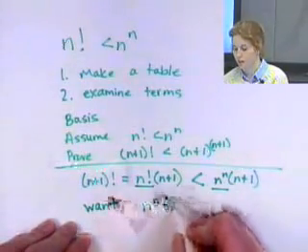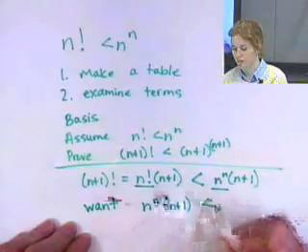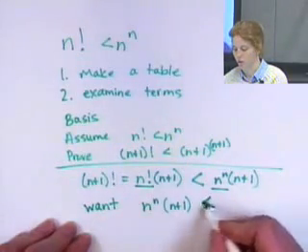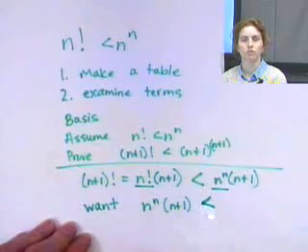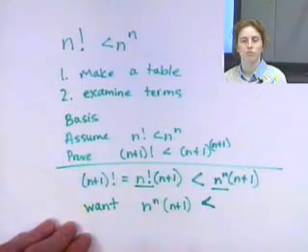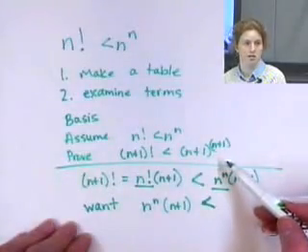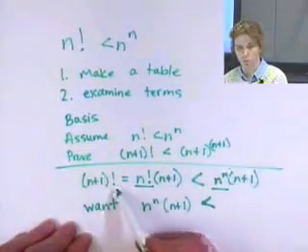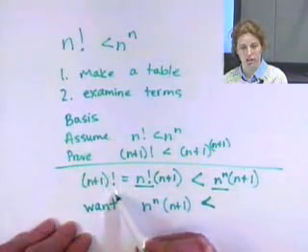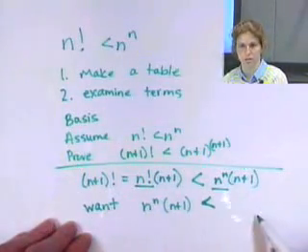I want that n to the n times n plus 1 is less than what? What would be really cool? Is less than n to the n plus n. It would be good if it was less than the right-hand side of what I was trying to prove, right? Because then I would be done, because I would have that n plus 1 quantity factorial is less than that, which would be less than what I wanted to prove.